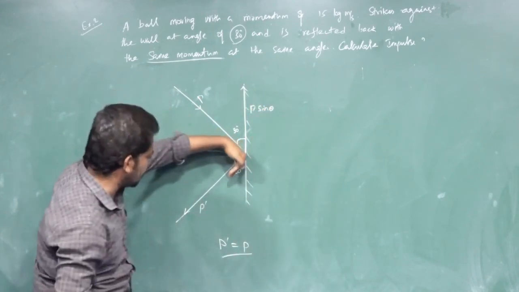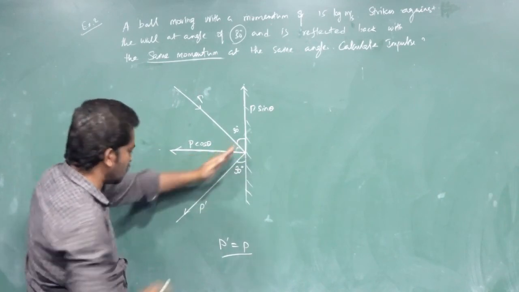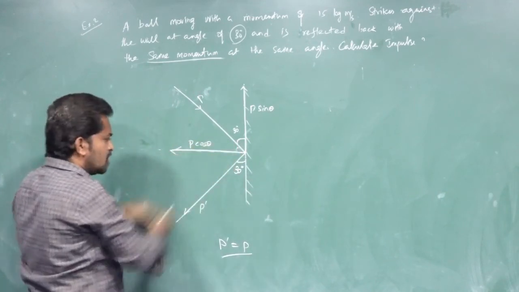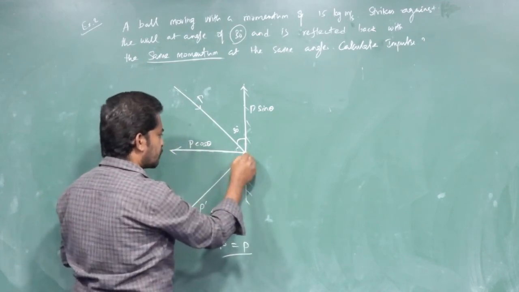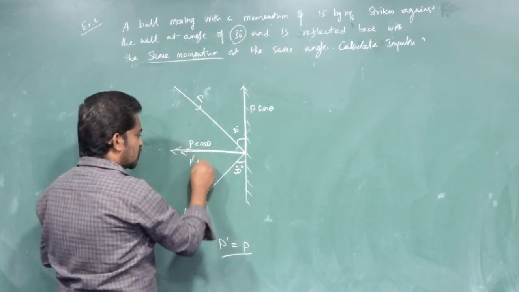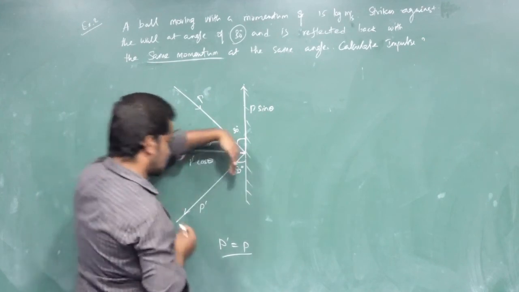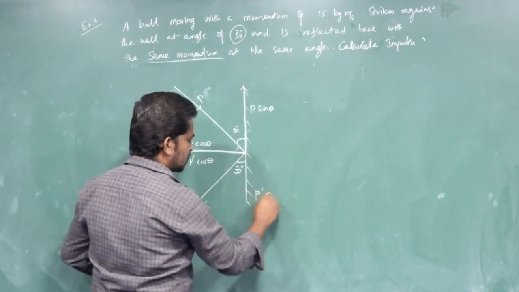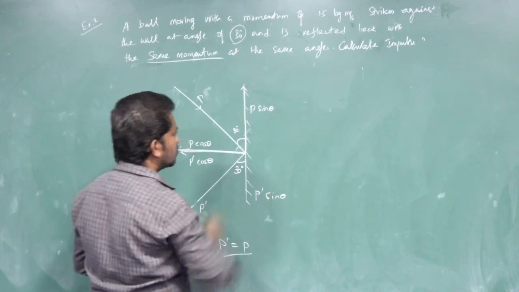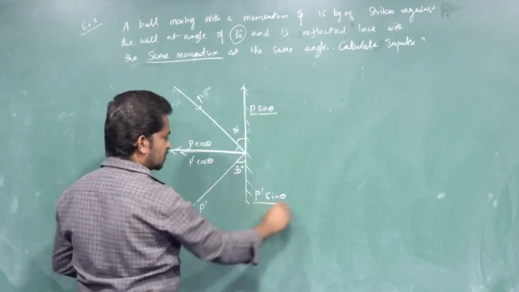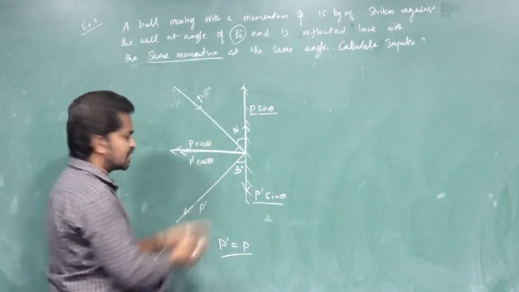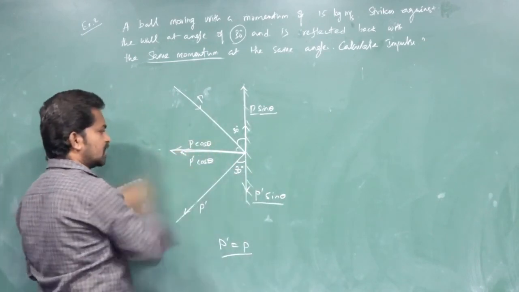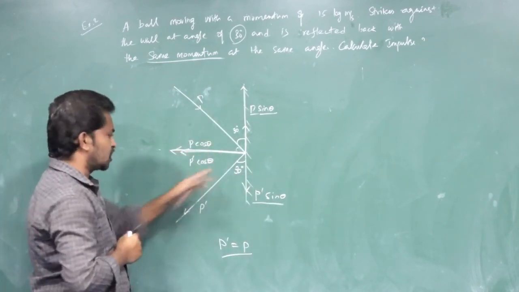And this is reflected at the same angle. This is one change in momentum. This also produces two components: P dash cos theta, the horizontal component, and P dash sin theta, the vertical component. Here P sin theta and P dash sin theta are equal and opposite in direction, so they balance. The result is P cos theta and P dash cos theta.